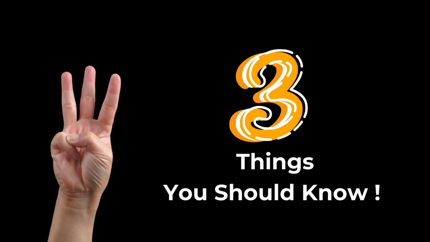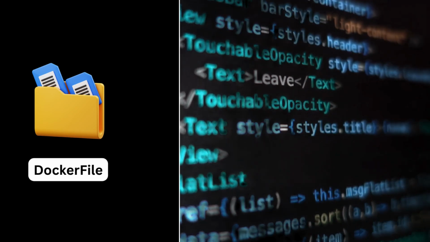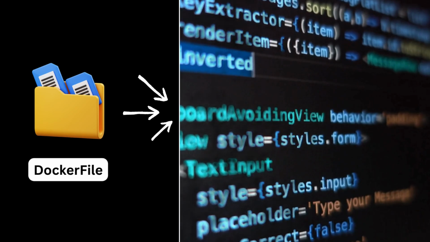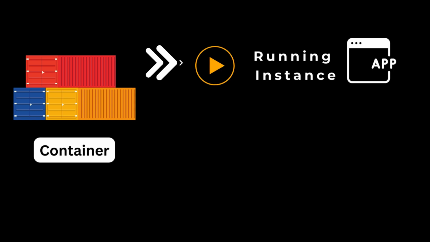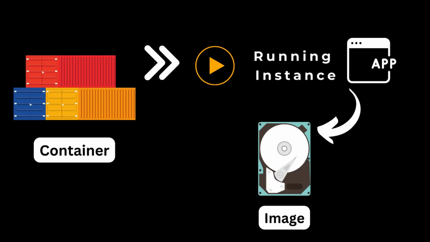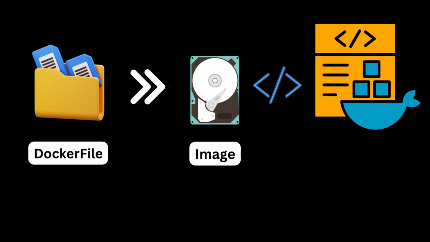In Docker, there are three key components: the Docker file, the image, and the container. The Docker file is just code that tells Docker how to build an image, which itself is a snapshot of your software, along with all of its dependencies. A container is the live running instance of your application, created from a Docker image, isolated yet efficient, executing exactly as defined. Create a Docker file, build your image, and then run it anywhere with Docker.